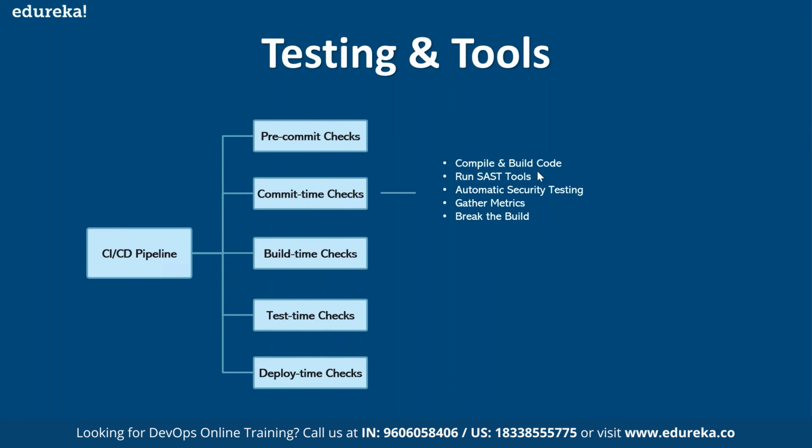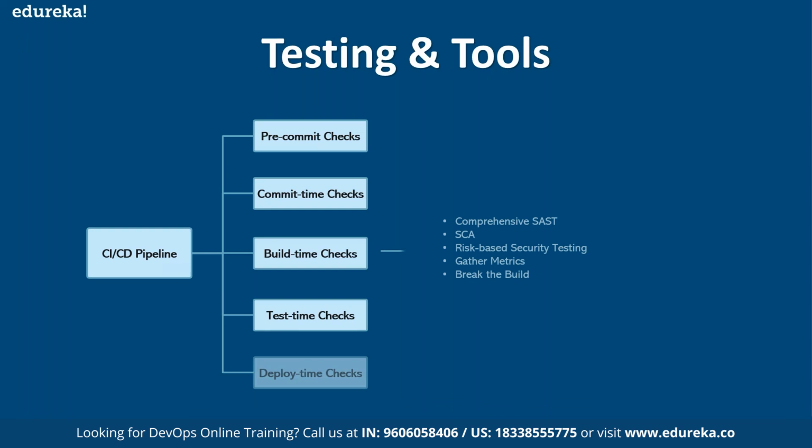Then at your commit time, compliance and build code runs SAST tools. What is the SAST tool we have discussed? That is Coverity. It does the testing for vulnerabilities in your source code, when it hasn't been deployed to your environment. It will gather metrics like what is good and what is not good about your code. Then your build time checks are there. Here you will have comprehensive tests. SCA is there, which we have just discussed. Risk based security analysis is there. Gather metrics and break the builds.